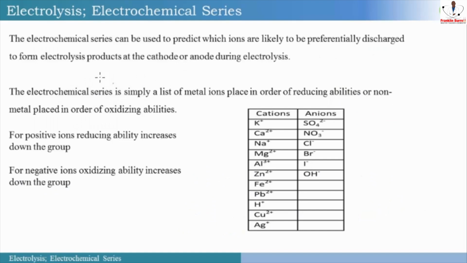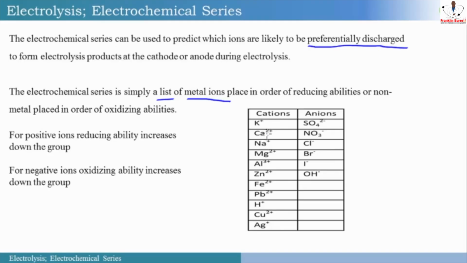So basically, the electrochemical series will be used to predict preferential discharge. And when I say preferential discharge, I mean which ion will come off as an atom, which is your element in its free state, or a molecule in the case of a gas. Now, the electrochemical series is simply a list of metal ions. Now, please do not confuse the electrochemical series with the reactivity series. The reactivity series is different from the electrochemical series.